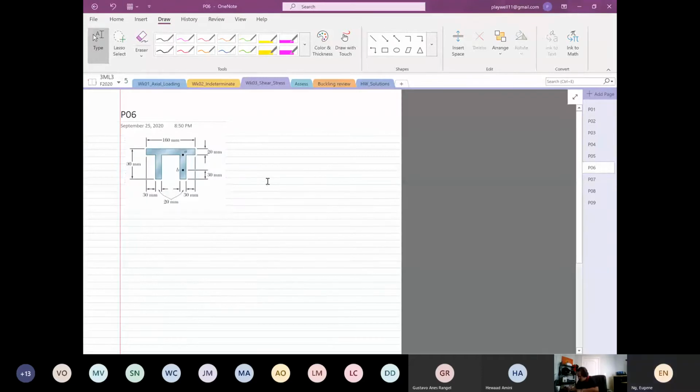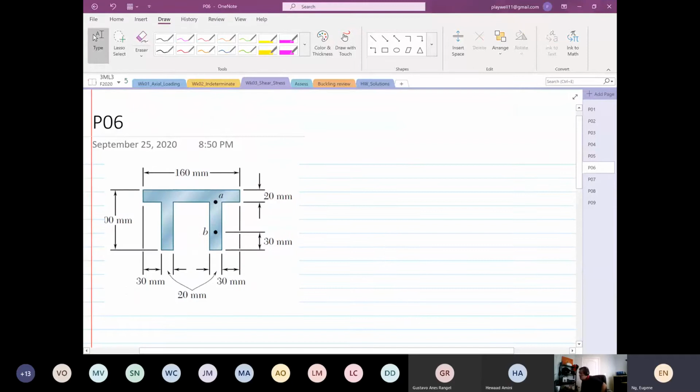Okay. So there are two new terms that I want to introduce to you all. The top horizontal portion is what we usually call the flange. And these two over here we usually call the web. So this is our direction based on Vy. That is our flange and that's our web.